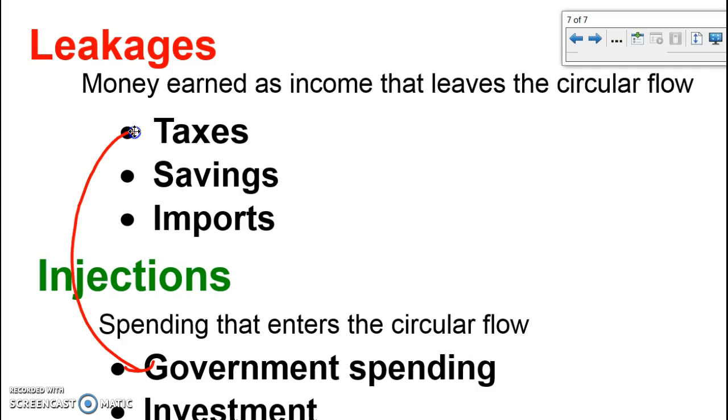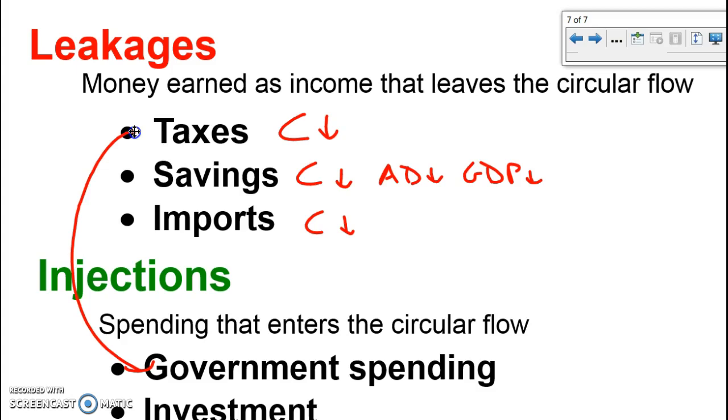So leakages can be a problem. If people save, all these things are going to cause consumption to go down. Consumption goes down, aggregate demand shifts left, GDP goes down, and we are no longer at full employment equilibrium. So if people are saving more, if people are paying more in taxes, or if people are buying more imported goods, any of those things can cause a decrease in consumption and aggregate demand and cause GDP to go down.